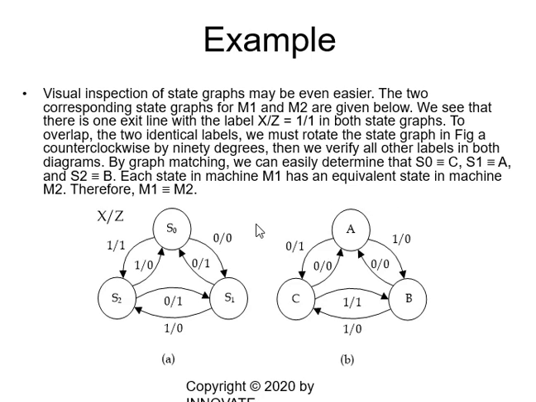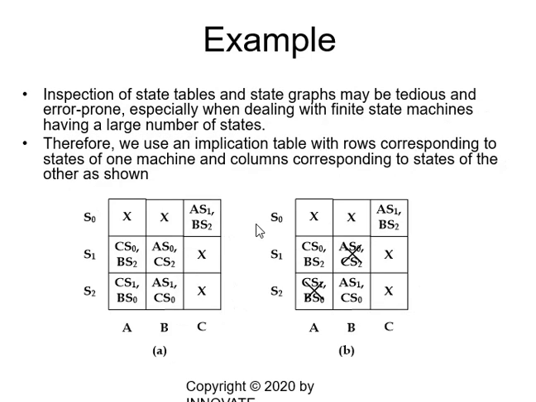But the method that I really like is the implication table. Inspection of state tables and state graphs may be tedious and error-prone, especially when dealing with finite state machines having a large number of states. Therefore, we set up the implication table with rows equivalent to the states of one machine, and the columns equivalent to the states of the other machine. So for S0, S1, and S2, we have A, B, C.